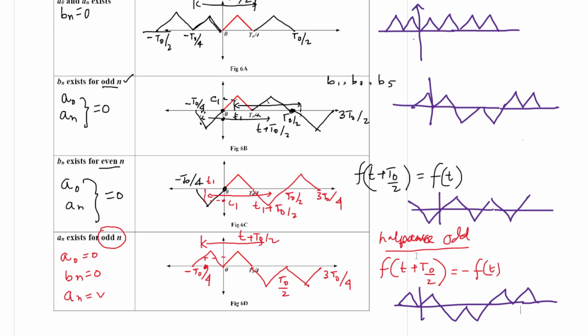coefficients will exist. So this is a very nice example through which you can learn the methodology, the different ways and conditions under which A0, An and Bn will exist.